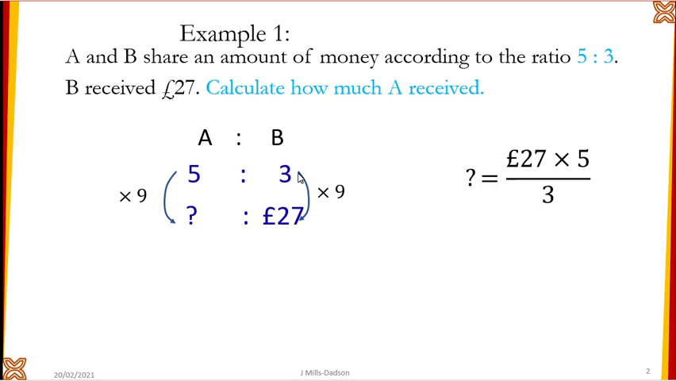This is what I mean. So this working out will give you the same answer as what we've just done, 45. So we now know that A receives £45. A receives £45. And of course you could see when you simplify 45 and 27, you go back to 5:3.